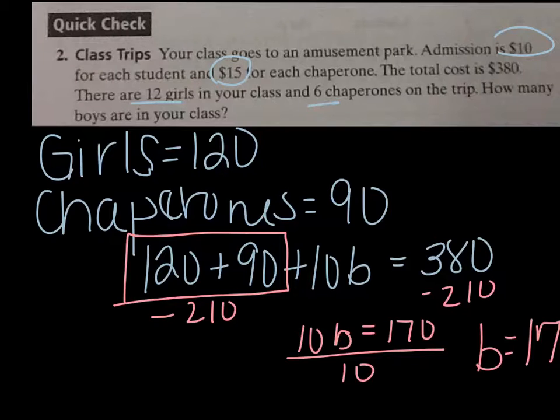And I can check that. 12 girls. So 12 times 10 is 120. Plus 17 boys. 17 times 10 is 170. Plus 15 times 6 is $380. So it did work out correctly. Remember, it's always important if you're unsure to check your answer.